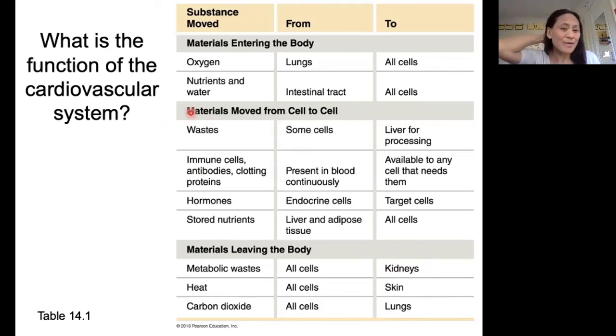I also just want to put in a plug here. I encourage you to watch that Bloodmobile video that I posted on the Canvas page. It's a fun video, a more fun way of summarizing this same information.